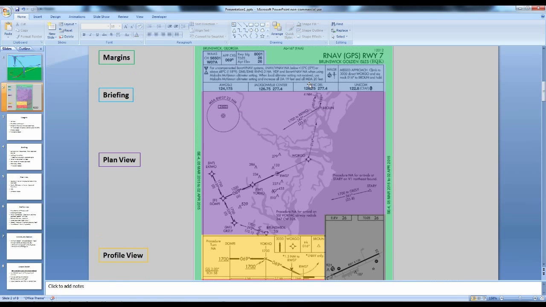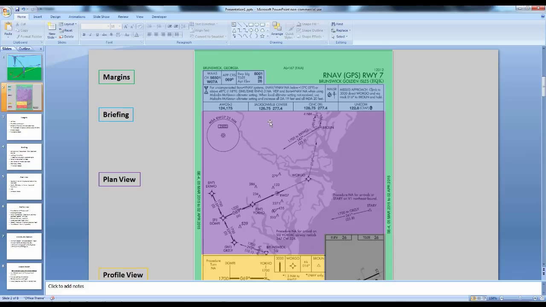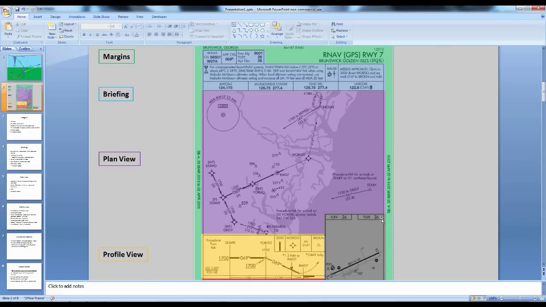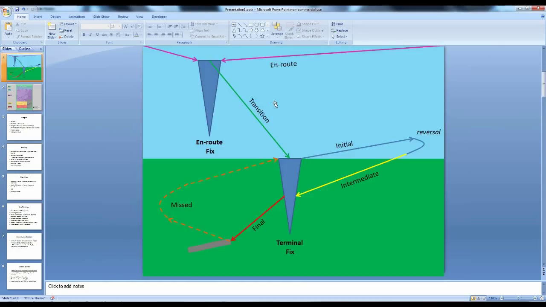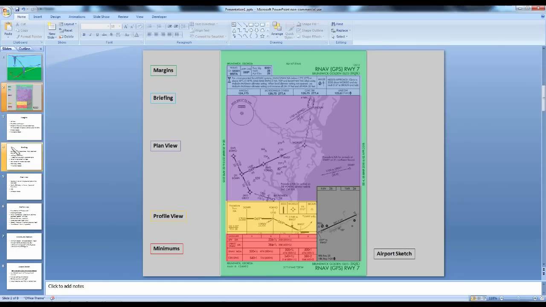So yeah, when certain conditions apply or when certain things are out of service, this tells you what to do. It's usually to increase minimums or use a different altimeter setting.